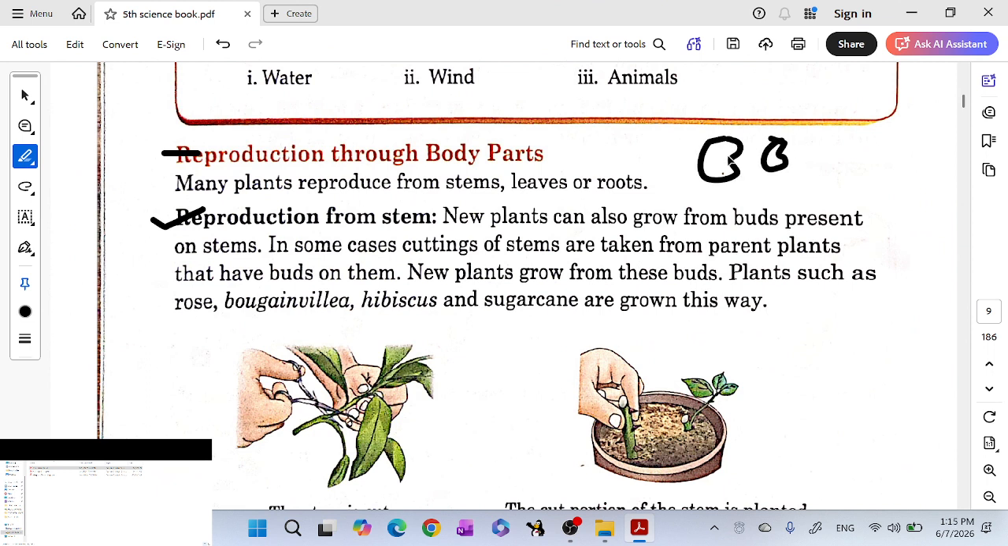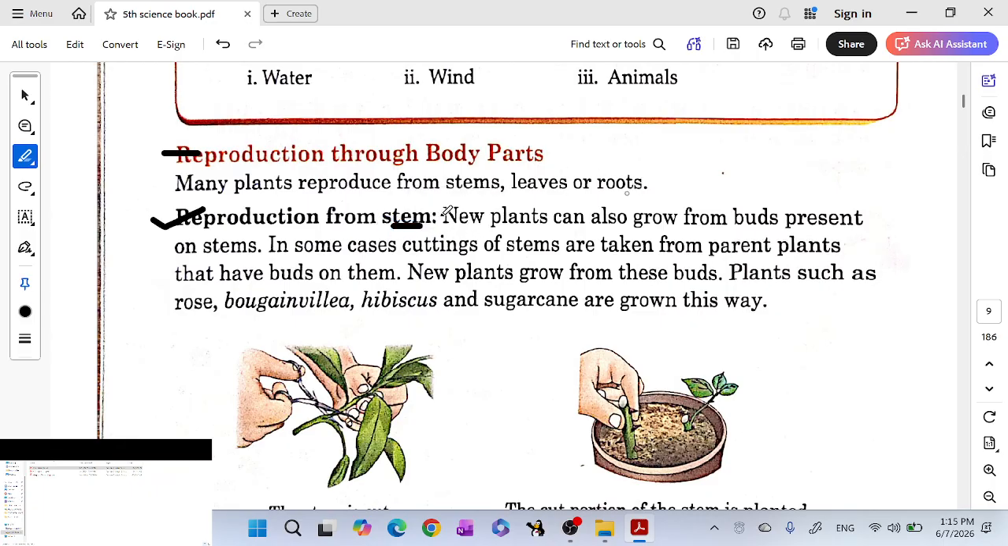In the kidney bean, these two parts are there. Here the baby plant is there. It grows from the baby plant. We saw many things in the previous lessons. Now, reproduction through body parts of the plant. From the stem, how does it reproduce?